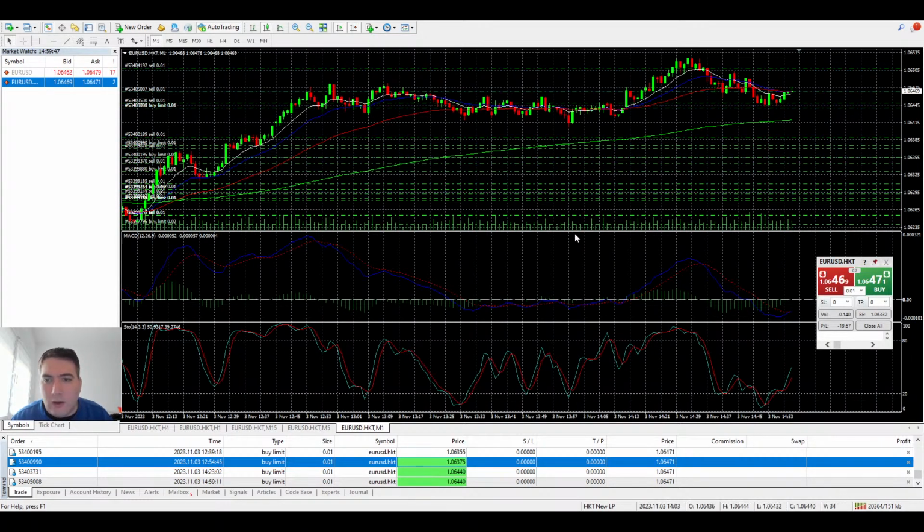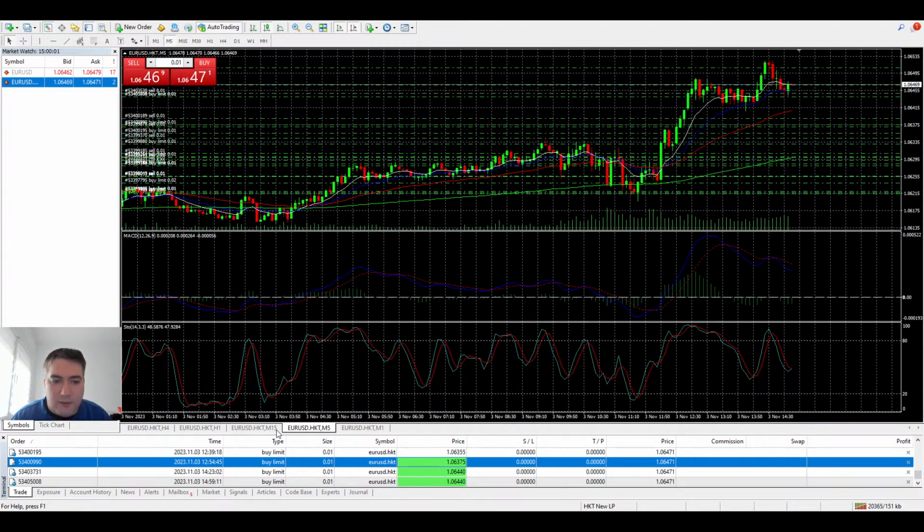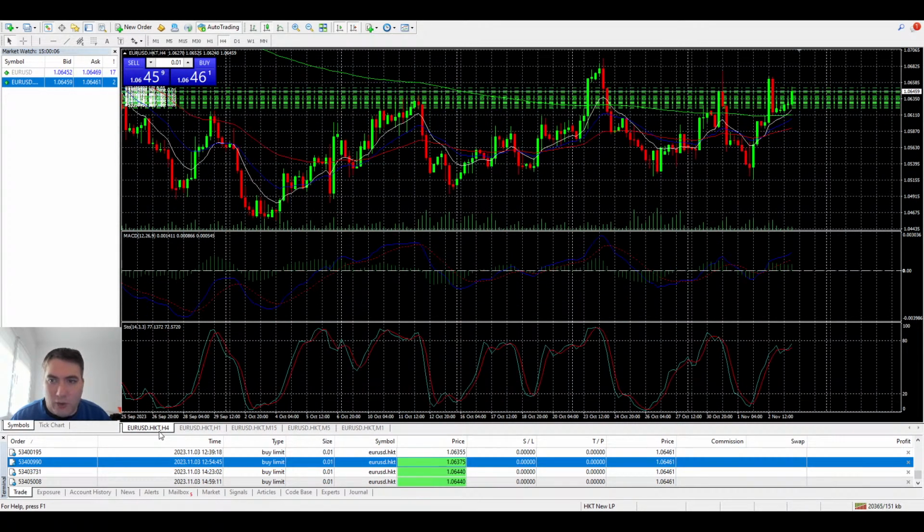Yeah. So I'm waiting for this to go down. This is a 1 minute time frame. Each candle you see on the screen is 1 minute long. This is a 5 minute chart. Each candle is 5 minutes long. This is a 15-minute chart, a 1 hour chart, and a 4 hour trading chart.